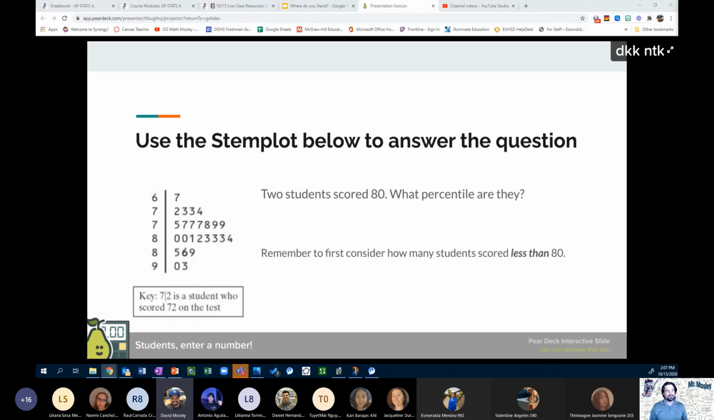So we can use that to say a couple different things about the data at that point. But it specifically has to do with how many scores or how many observations were less than the one we're considering.